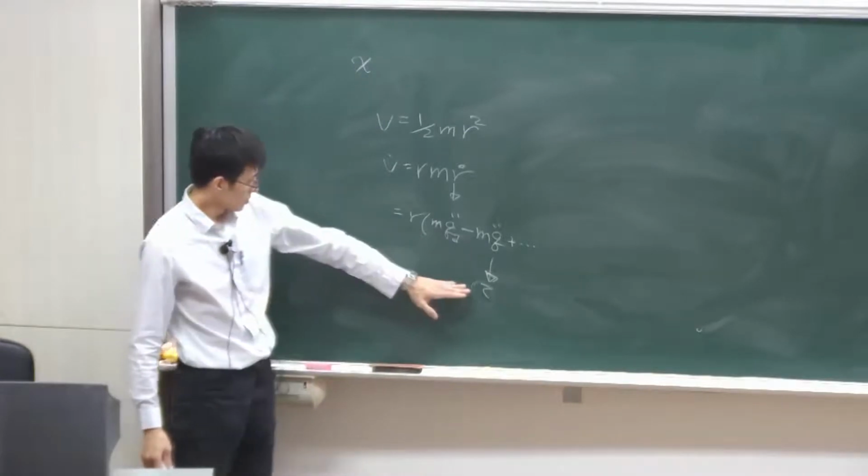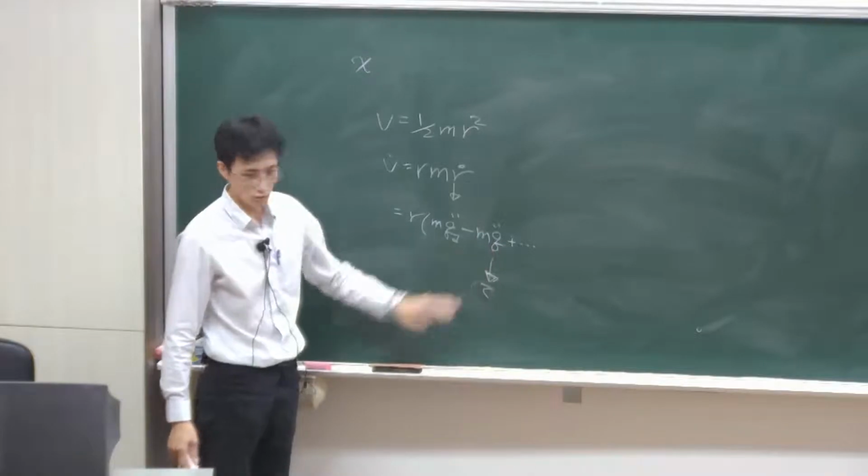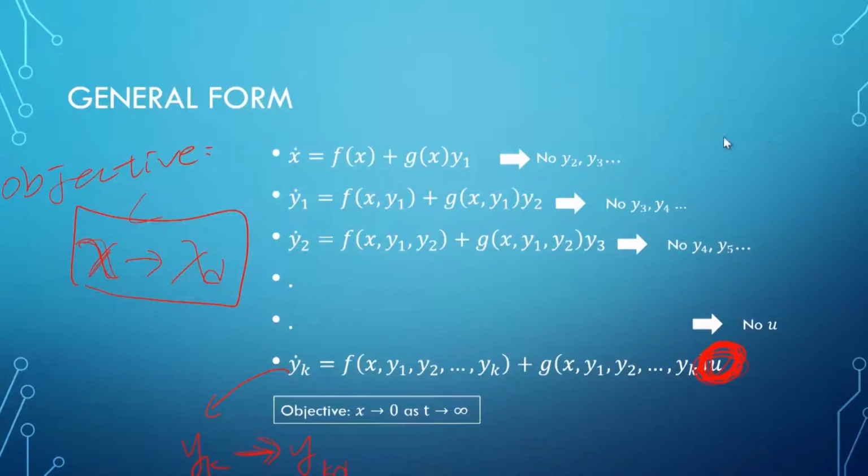Okay, so control input appears in the second time derivative of Q. But how about in here? Control input appears in the Kth time derivative in the system here, right? Because YK dot equals U. So it's far away, far behind the first equation, okay?